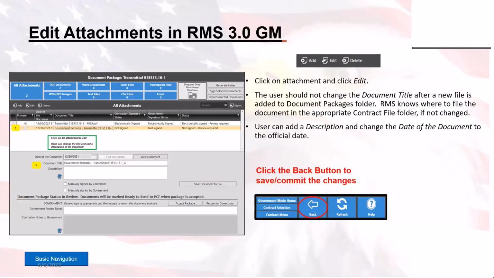Okay, and you can see on this screen, once you've done what you need to with this, you can either accept the package down here on the bottom or return it for corrections. Now, you've also got the option to edit the document title here. We recommend not changing the prefix or anything like that, but if you needed to add something to that, you can. Then you also have the option to save the document to a file if you want to save a copy locally on your machine. You can do that from here as well.